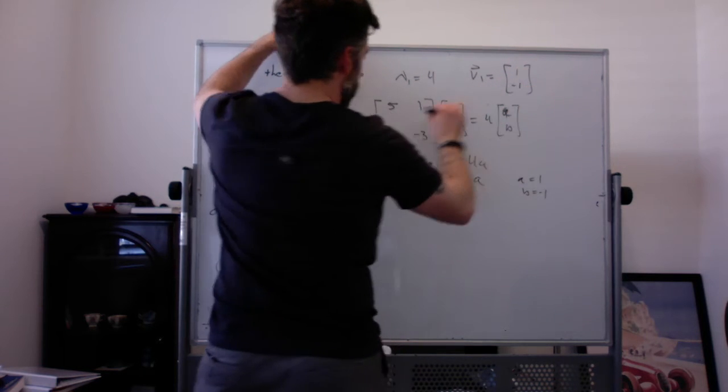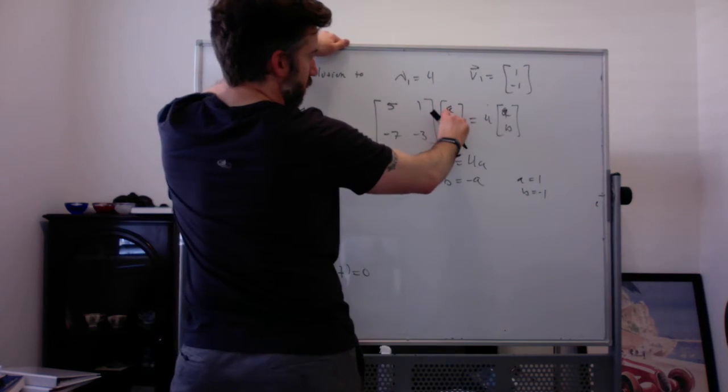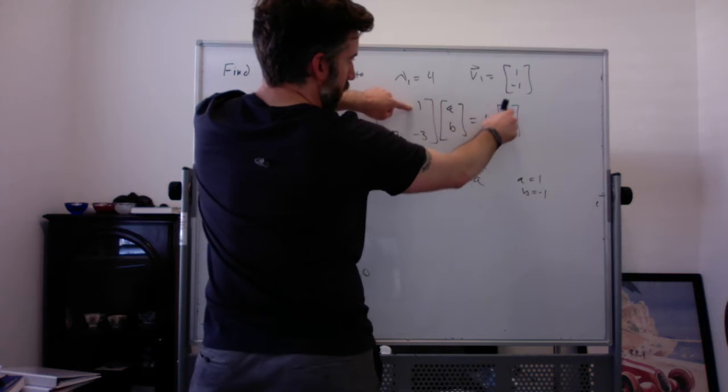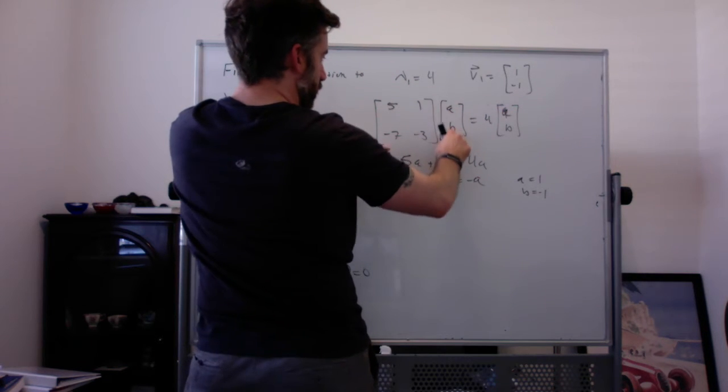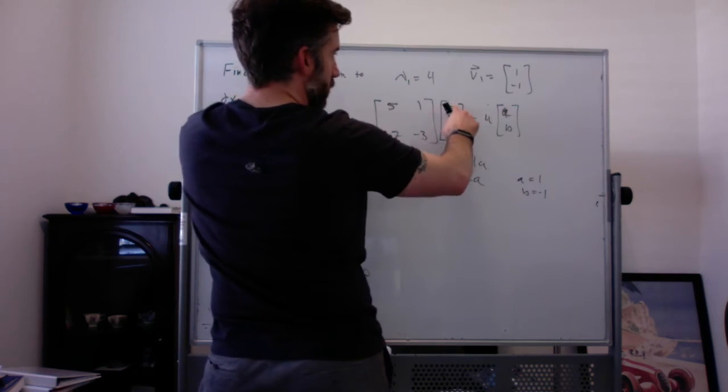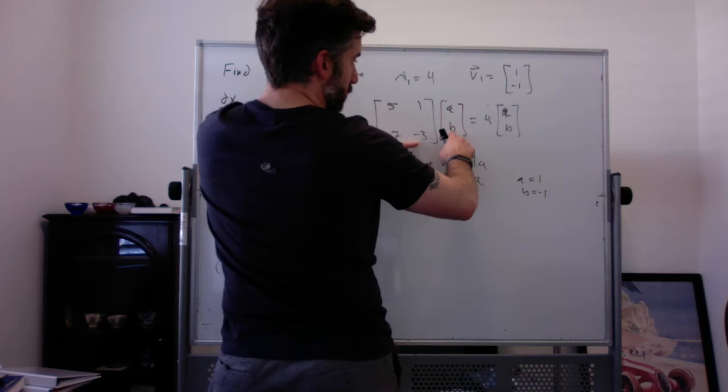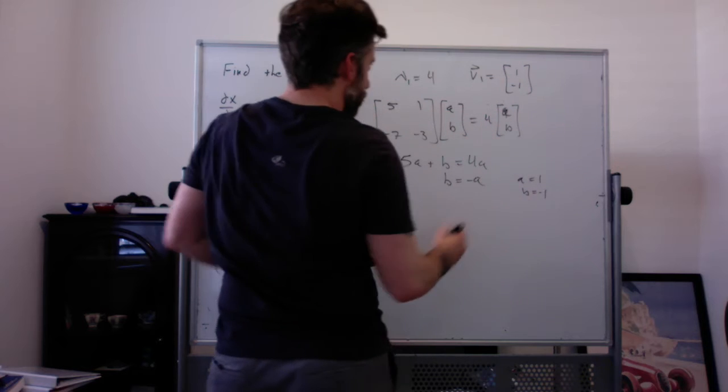Which makes sense, right? So you multiply this times 1, negative 1, you get 5 minus 1, which is 4 times 1. And negative 7 times 1 is negative 7, minus 3 times negative 1 is positive 3, and negative 7 plus 3 is negative 4, equals 4 times negative 1.